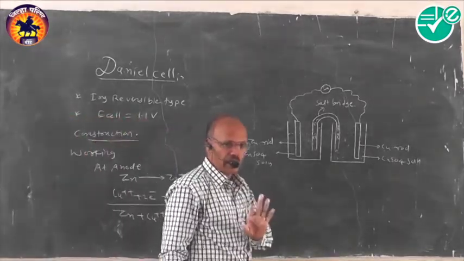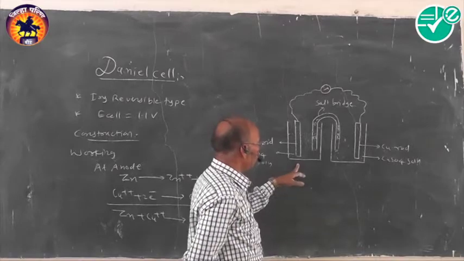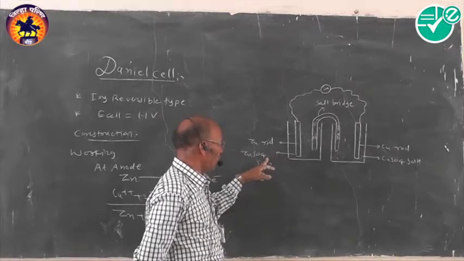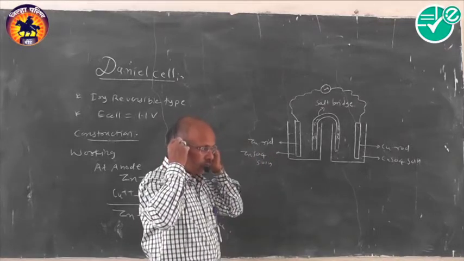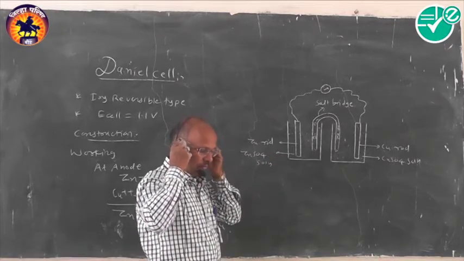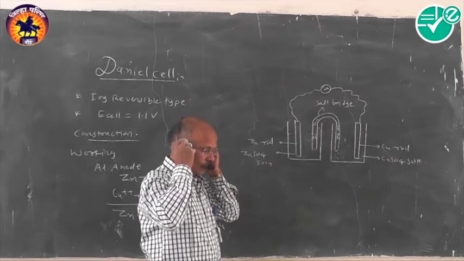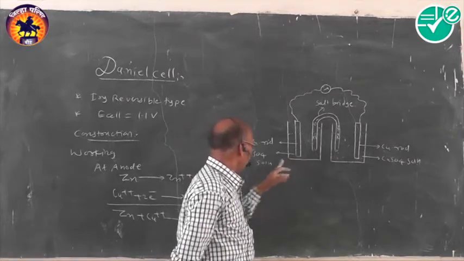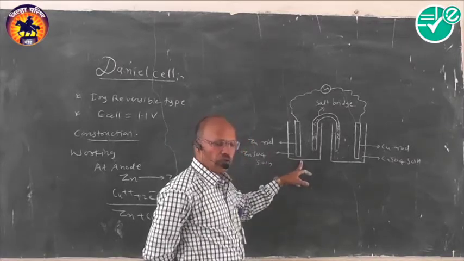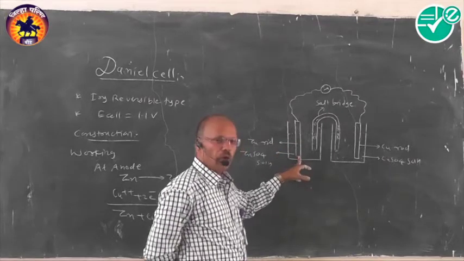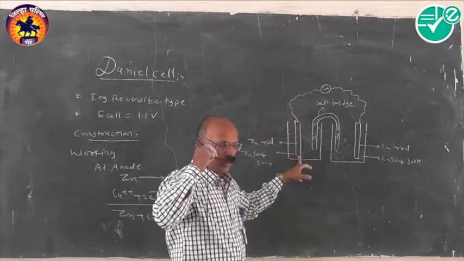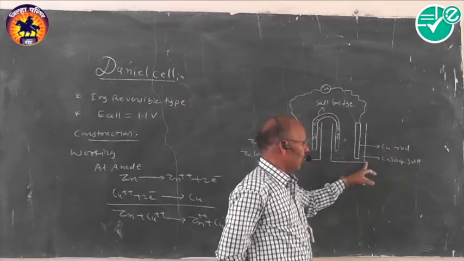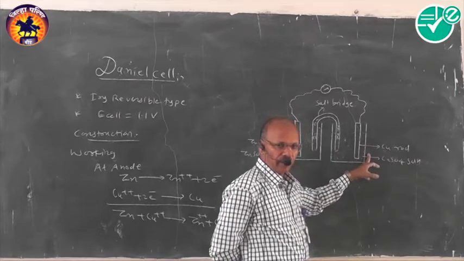Daniel cellचं construction कसं आहे? नेमकं याच्यात काय असतं काय? पहा, it consists of two beakers, in which the first beaker consists of zinc sulfate solution in which a zinc rod is dipped. The second beaker consists of copper sulfate solution in which a copper rod is dipped.